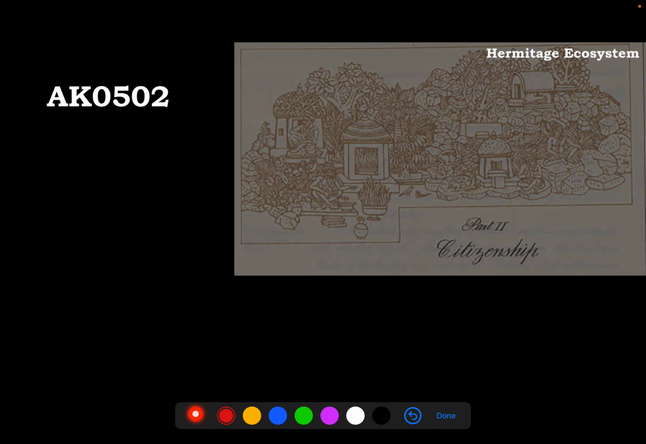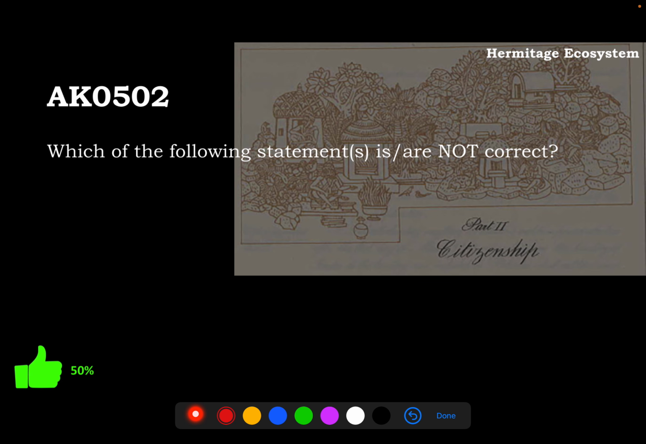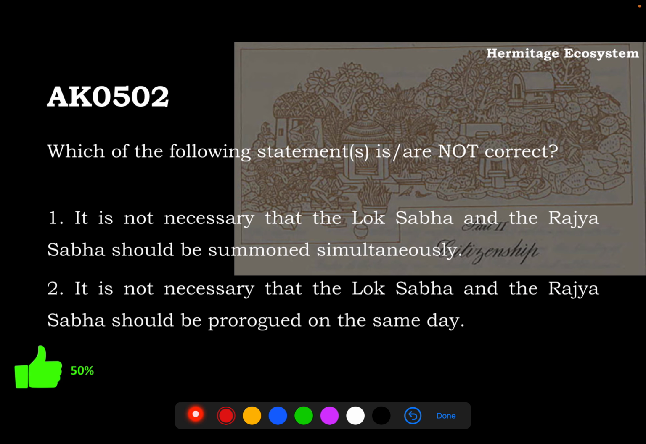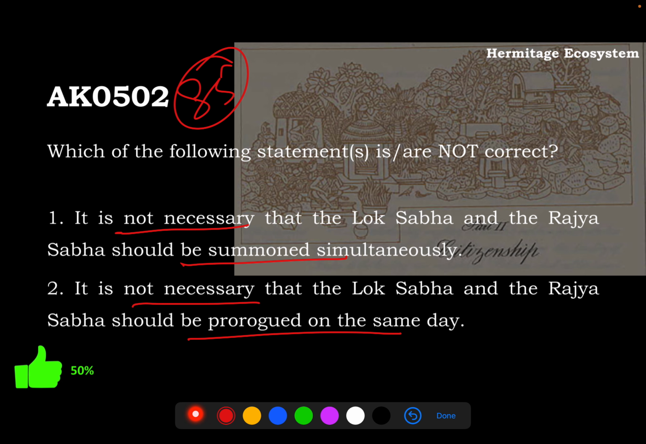Then the next question is about the summoning of the session only, and it looks at two possibilities: that it is not necessary that Lok Sabha and Rajya Sabha be summoned at the same time and also be prorogued at the same time. Article 85 is the concerned article here in the Constitution, and there is no requirement to either summon or prorogue the two houses together.